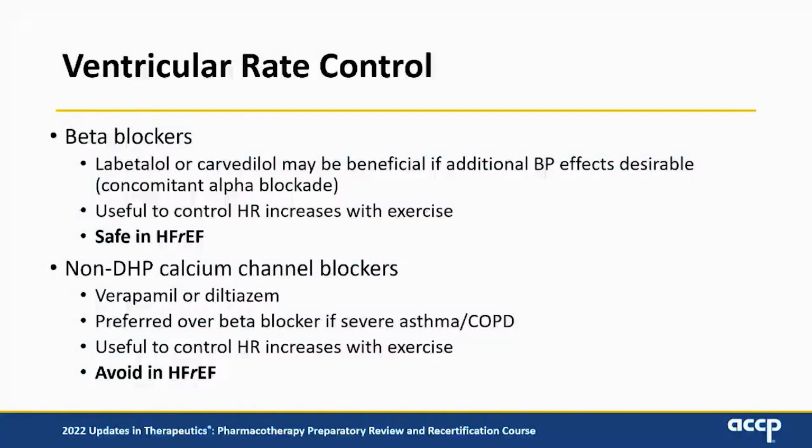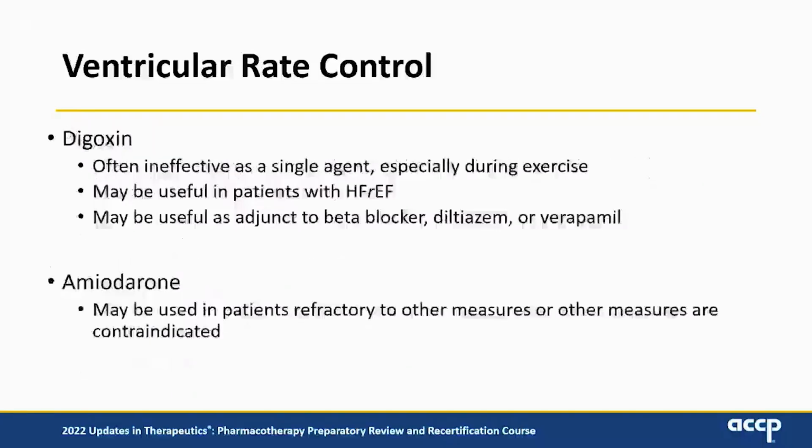For our non-DHP calcium channel blockers, verapamil and diltiazem, these may be preferred if your patient has severe lung disease, if we're concerned about beta effects in the lungs. And then these drugs, as you remember, are to be avoided in patients with heart failure with reduced ejection fraction because of their negative inotrope effects. So this might be an easy way to pick between two potential answer choices in a patient case: whether or not they have heart failure.